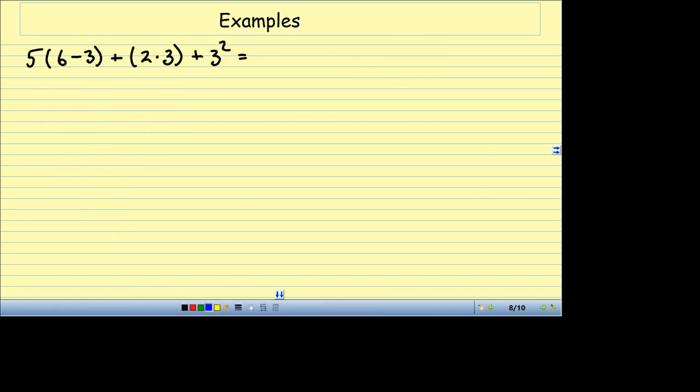So, next problem. I'm going to do exactly the same thing. Going to put my order of operations, PEMDAS, right there. And I'm going to start evaluating. Parentheses. Ooh, I got 2 parentheses. So I've got 6 minus 3. That's 3. I got 2 times 3. That's 6. And I'm going to put everything else.